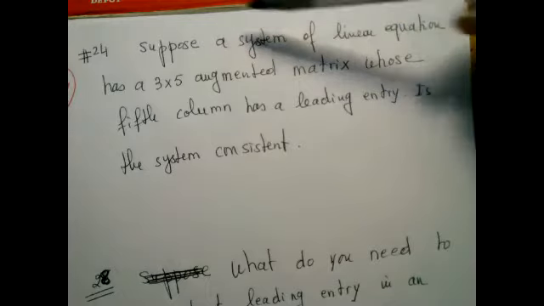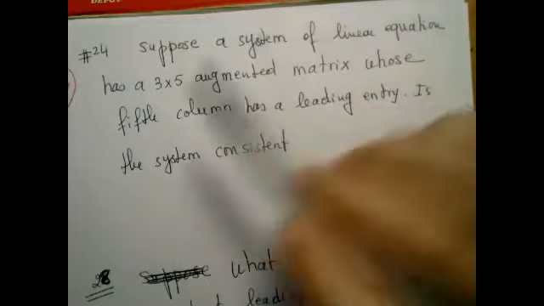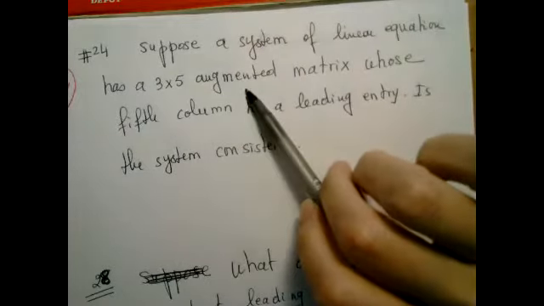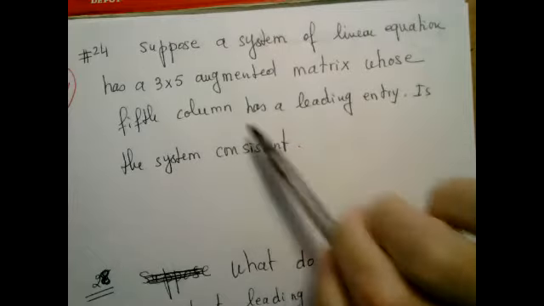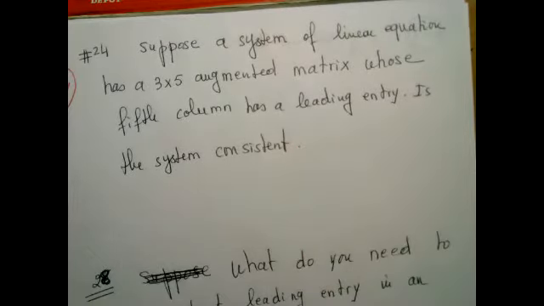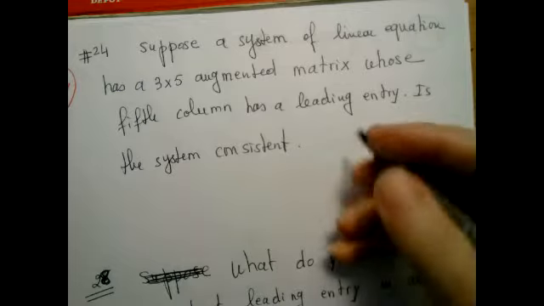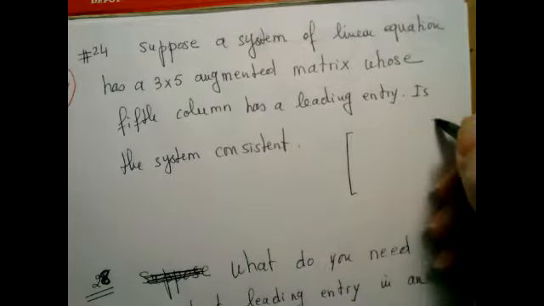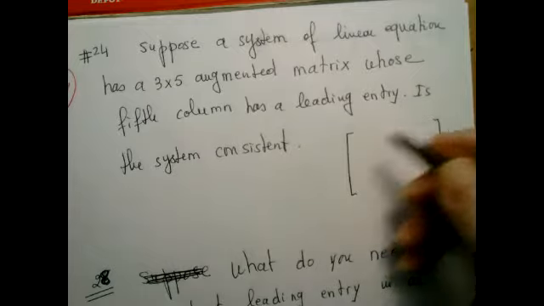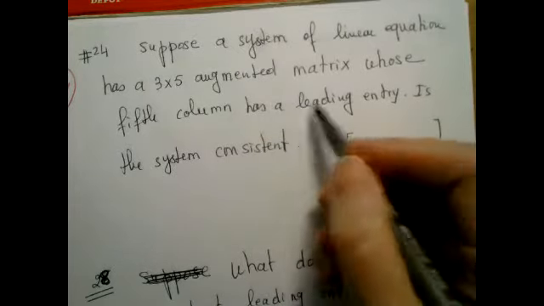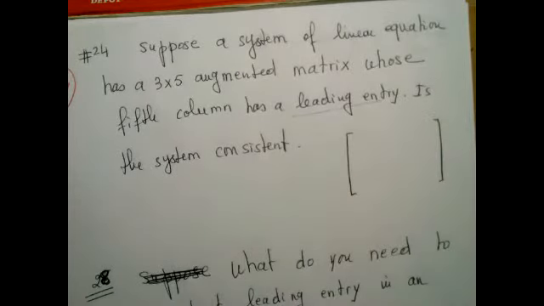The question is, suppose a system of linear equations has a 3x5 augmented matrix whose fifth column has a leading entry. Now, the book is using pivot column, but to make it really simple, it means it has a leading entry. Is the system consistent? Yes, no, and explain. Whenever you have this kind of problem, my advice is just draw the echelon form of the augmented matrix, and then try to answer the questions accordingly. So you have a minute to think through that.